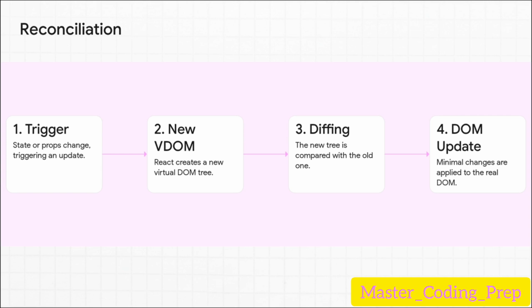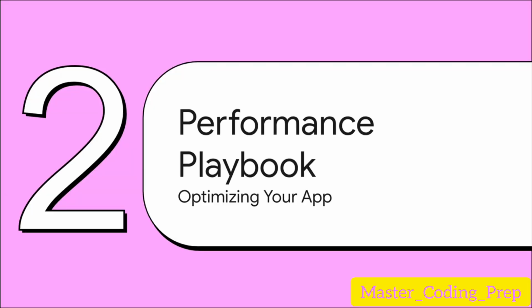An update gets triggered, it makes a new virtual blueprint, it finds the exact tiny differences, and then, and this is the key, it applies only those minimal, surgical changes to the real DOM. So knowing how React works is one thing, but knowing how to use that to make your application lightning fast, that's another. So let's move on and see how this all builds into practical strategies that you can actually use.